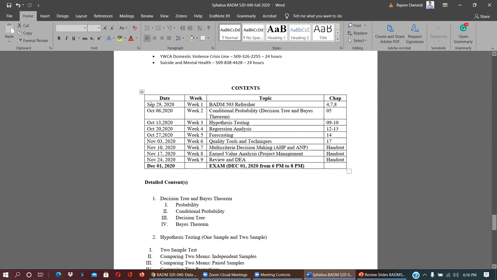So today, we are going to cover chapters 4, 7, and 8 of the book, which is also BADM 503 concepts. And then we will cover conditional probability, hypothesis testing, regression analysis, forecasting, quality tools and techniques, multi-criteria decision making, and earned value analysis.